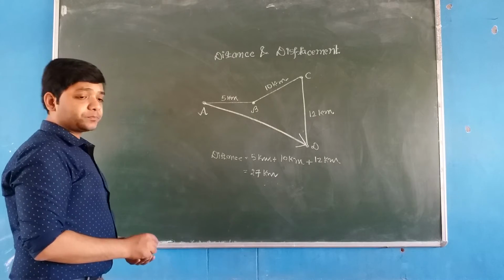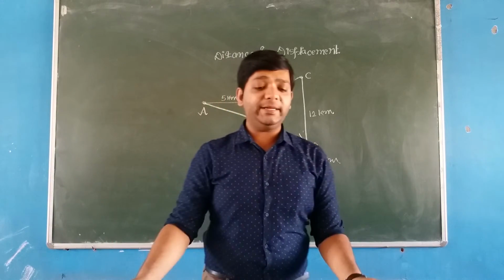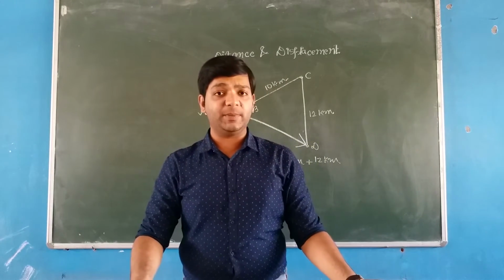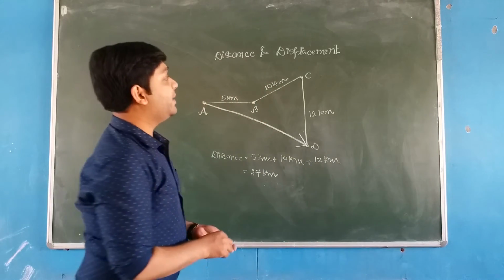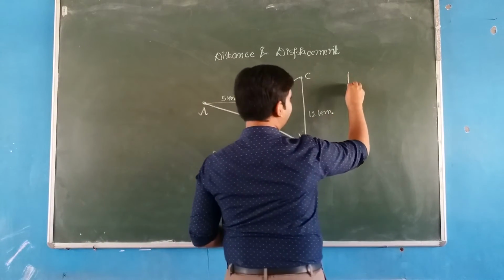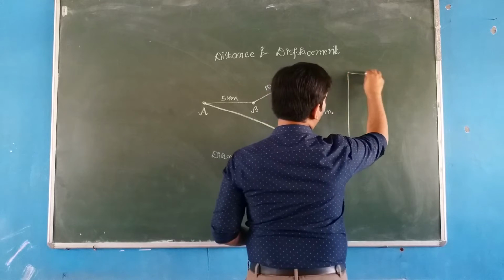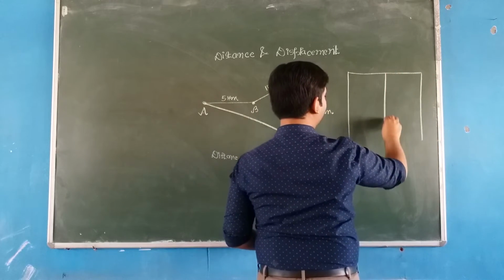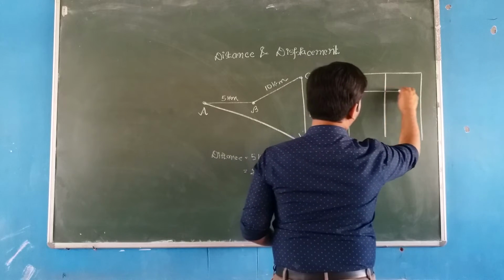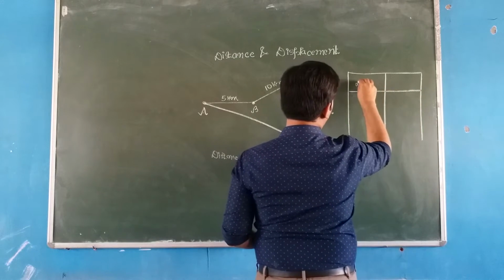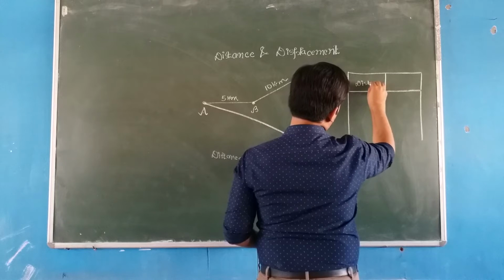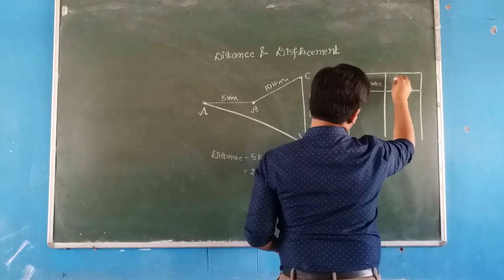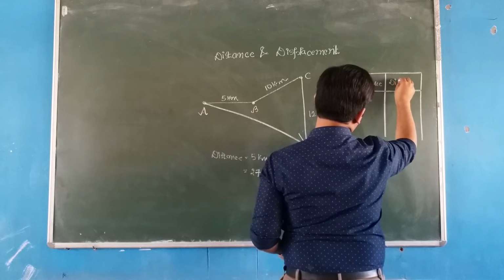So please write down the definition of distance and displacement. Okay, let us mention all the points in tabular form itself. So please draw a table, and in this table we will discuss all the important points. So draw a table like this and write here distance, and in this column write here displacement. Fine.